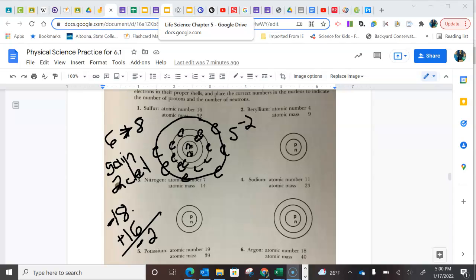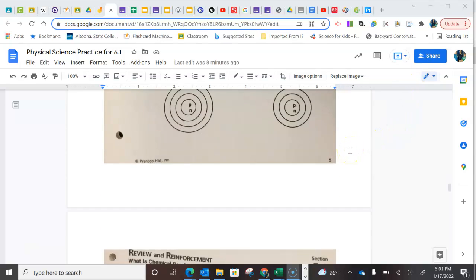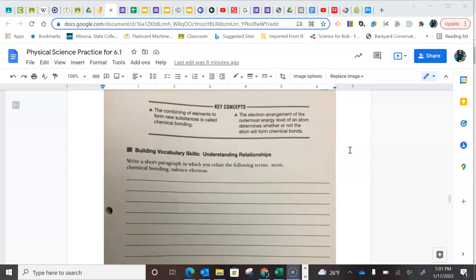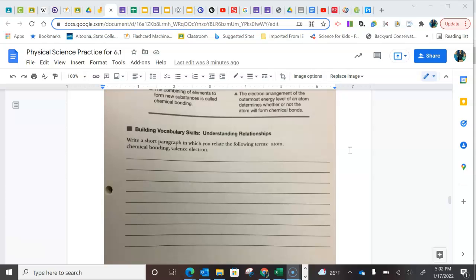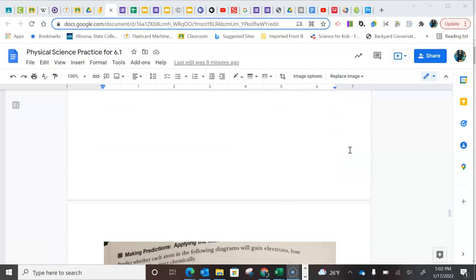So here's where I want you to draw these out so we can get ready to figure out our ions, because you can't do ions without understanding where that goes. This is talking about valence electrons and bonding. The only electrons that are used in chemical bonding are the valence electrons. That's the outermost shell.